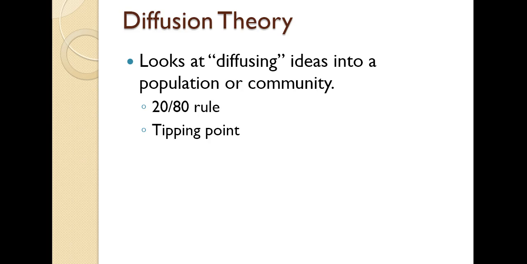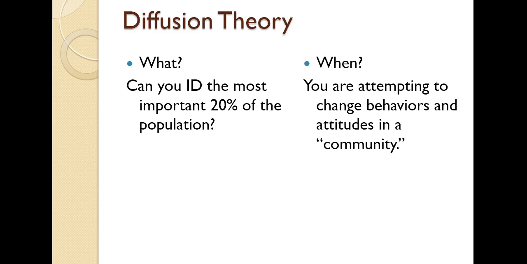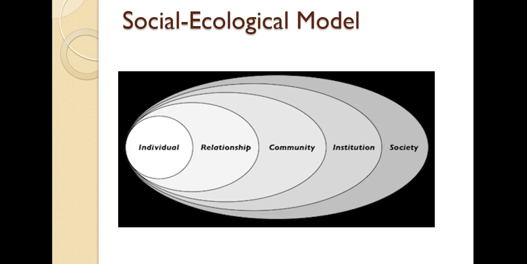They are people in the community that have gathered enough respect from the community members that whatever they do, the community does. So if you're focusing on how to change attitudes or behaviors in a community, diffusion theory might be something you would use. You have to be able to identify the most important or most influential 20% of the population, because that's who's going to help you change the behaviors.